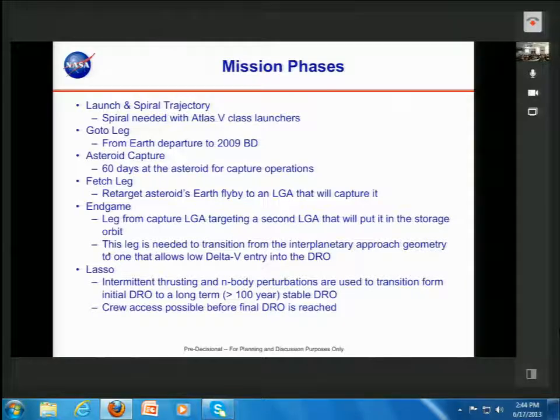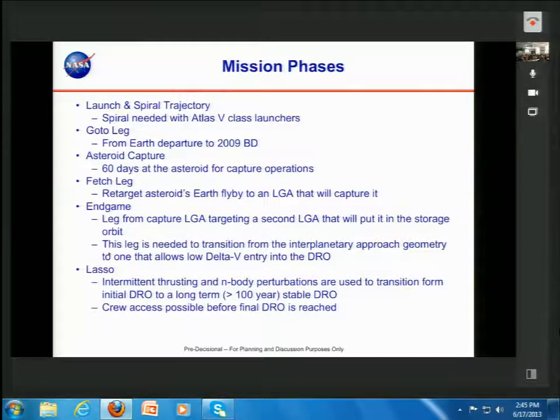asteroid capture operations. And then once we have the asteroid all cinched up tight to the spacecraft and we can start nudging it, that's the fetch leg. And the fetch leg is going to retarget the asteroid's flyby to a lunar gravity assist that will capture it. And then the end game is after we have that lunar flyby, we're now in the Earth-Moon system in a chaotic, unstable orbit. And we're going to try to get to a second lunar gravity assist that will put us into the storage orbit. And this is a transition from the interplanetary to the storage orbit.